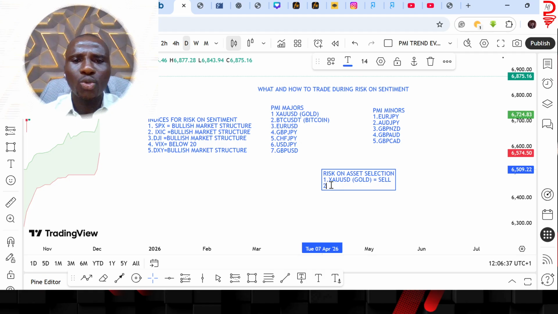So, don't forget, we'll look at the majors first, then we overview the minors if we have enough time. And of course, if we have been able to pick a trade on the majors, the minors might not be necessary for us at some point, so that we will not pick almost the same trade under one condition. So BTC USDT, what are we expecting? This is Bitcoin now. What are we expecting for Bitcoin when you have a risk on?